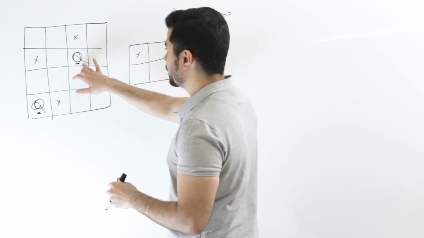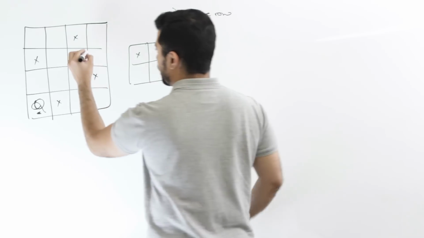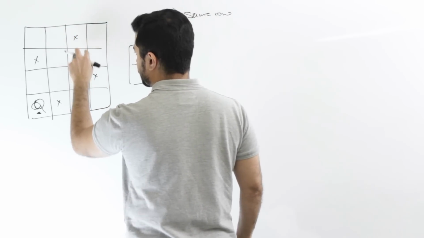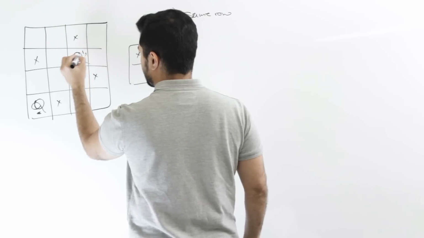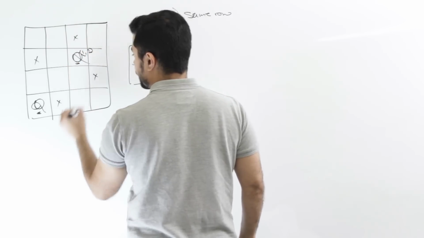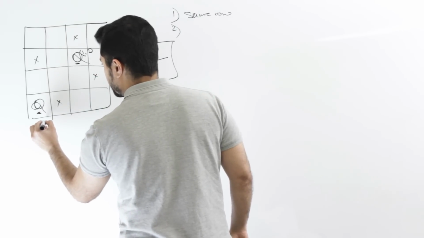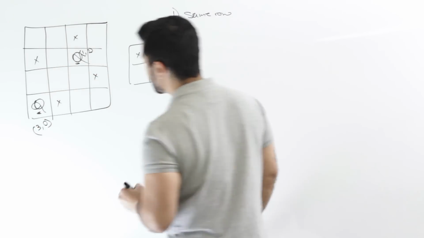So let's figure out the coordinates. The coordinate over here is 0, 1. So the row is 1 and column is 2, right? Coordinate over there is 0, 1, 2, 3. So row is 3 and column is 0, right?